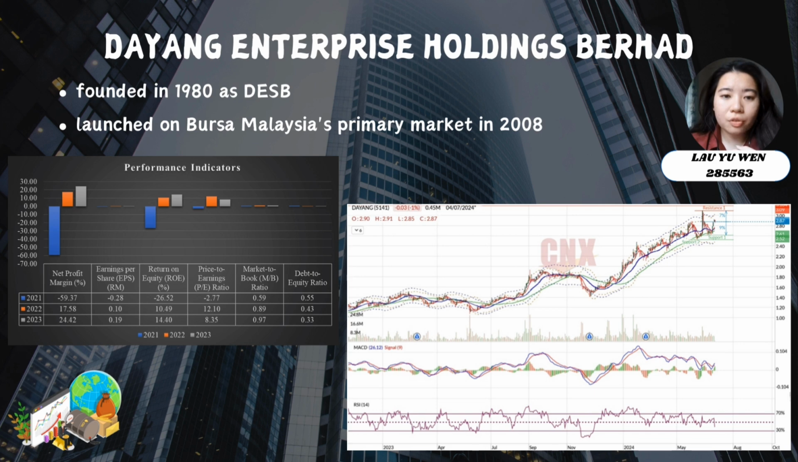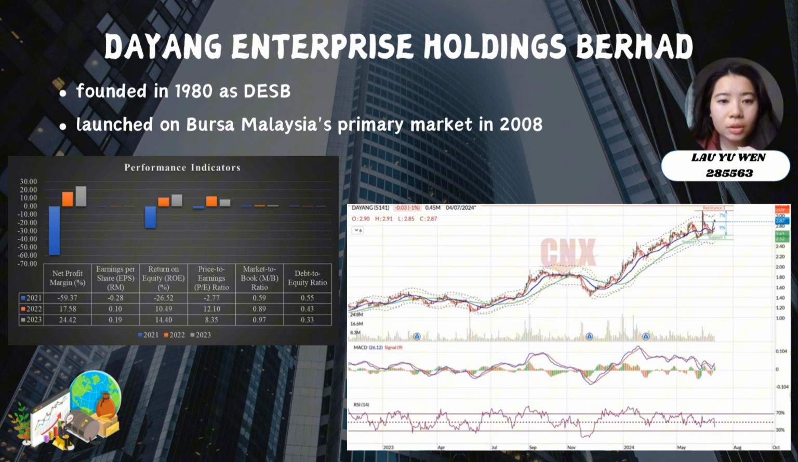The price-to-earnings ratio fluctuated, rising from negative 2.77 in 2021 to 8.10 in 2022, then dropping to 8.35 in 2023. The market-to-book ratio increased from 0.59 in 2021 to 0.97 in 2023, suggesting the stock is still undervalued but improving. The debt-to-equity ratio decreased from 0.55 in 2021 to 0.33 in 2023, indicating reduced financial risk.